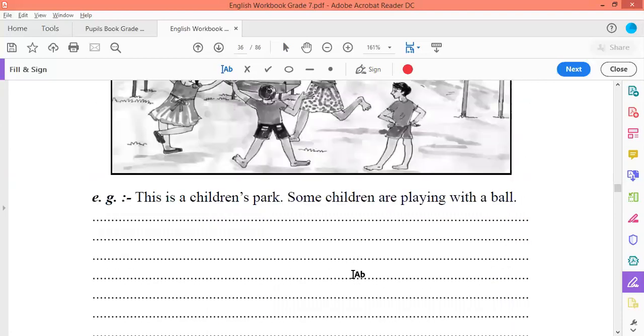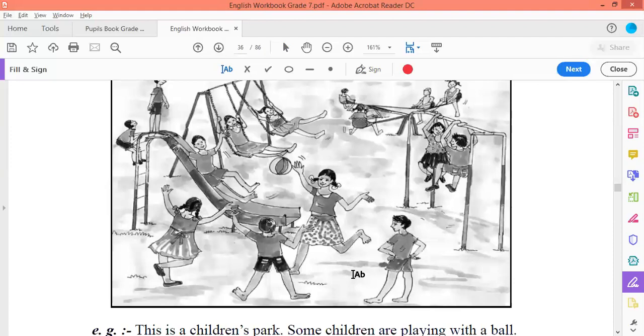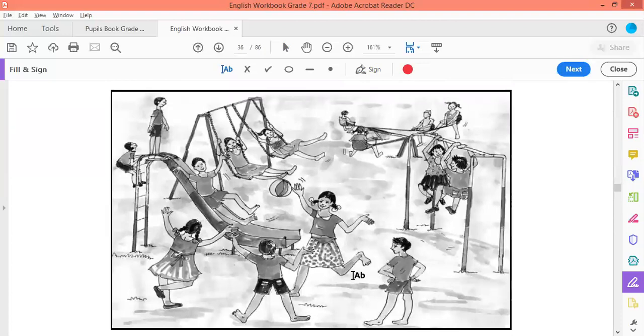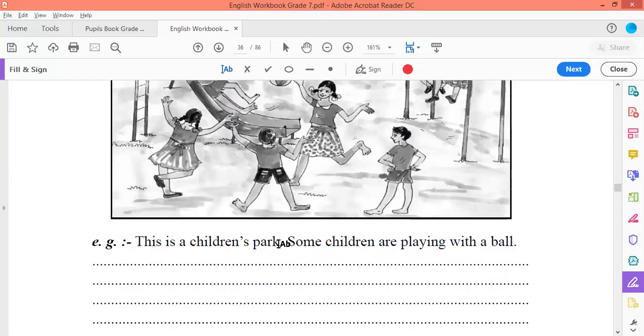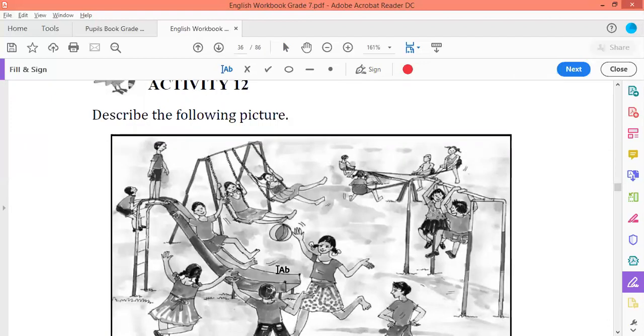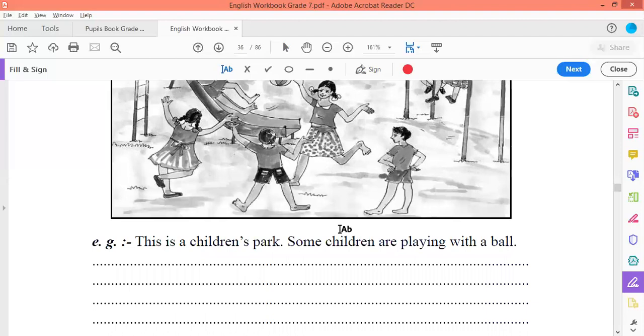What can you say? This is a children's park. Some children are playing with seesaw. No, wait. This is a children's park is one sentence. Now you use that to introduce. Some children are playing with a ball is given. Those some children are here. One, two, three, four. These four children are playing with a ball. Okay. What are the other things you can see? Some children are playing with seesaw. Very good. There are four children.